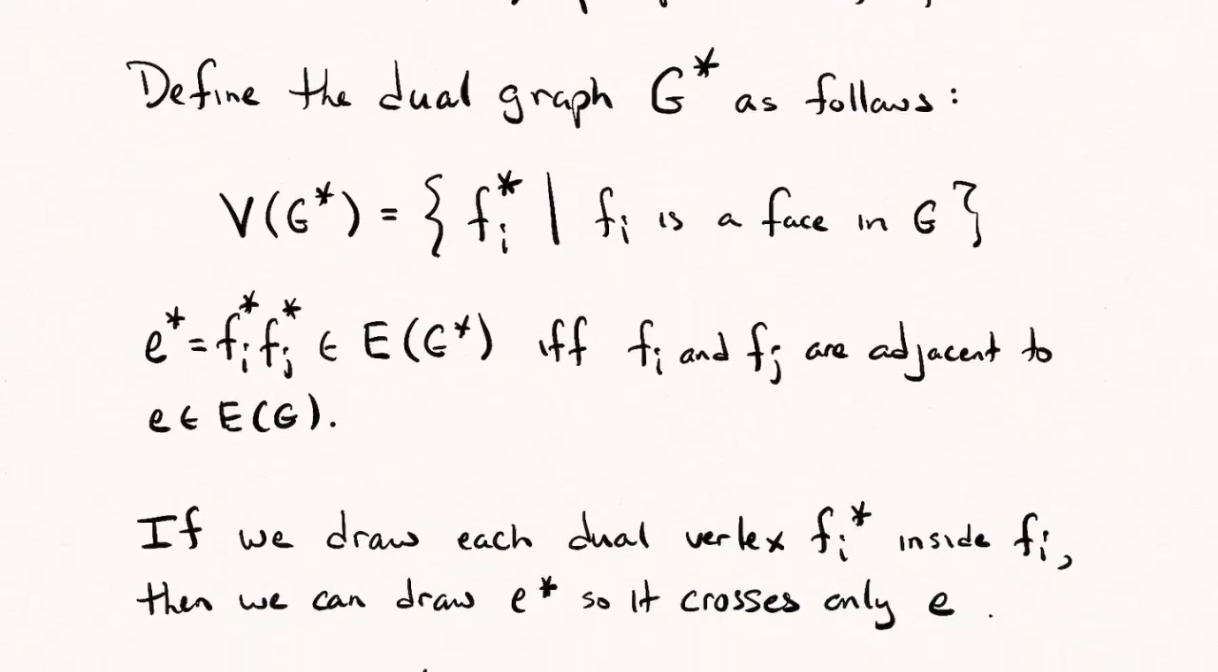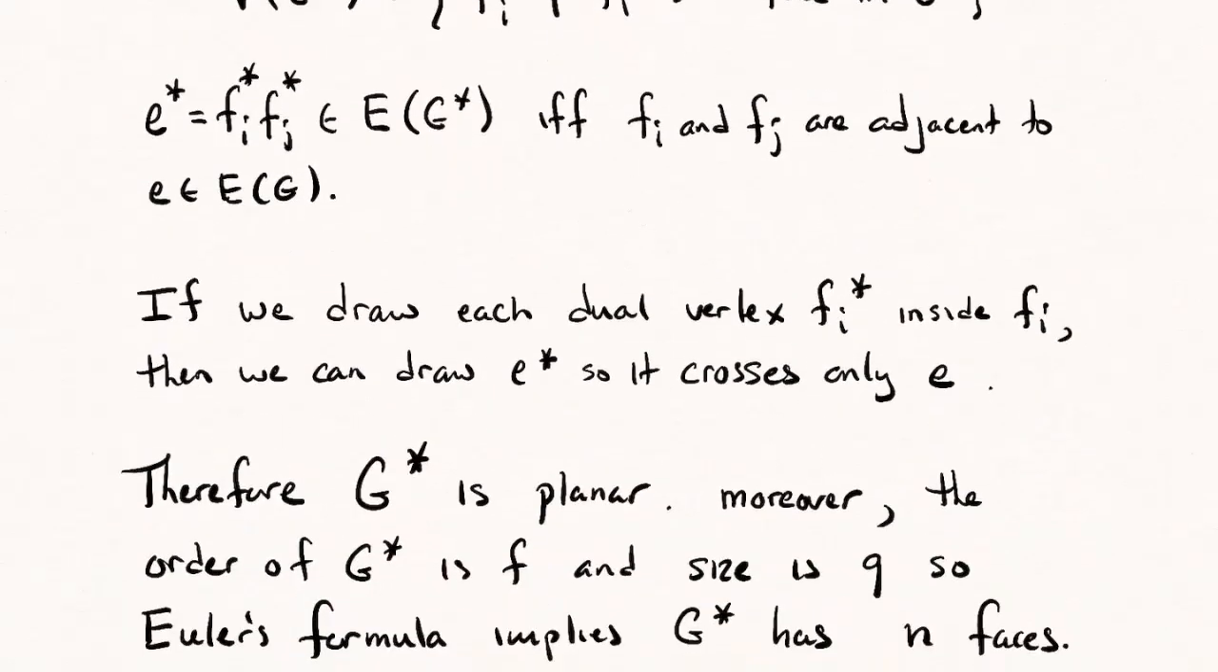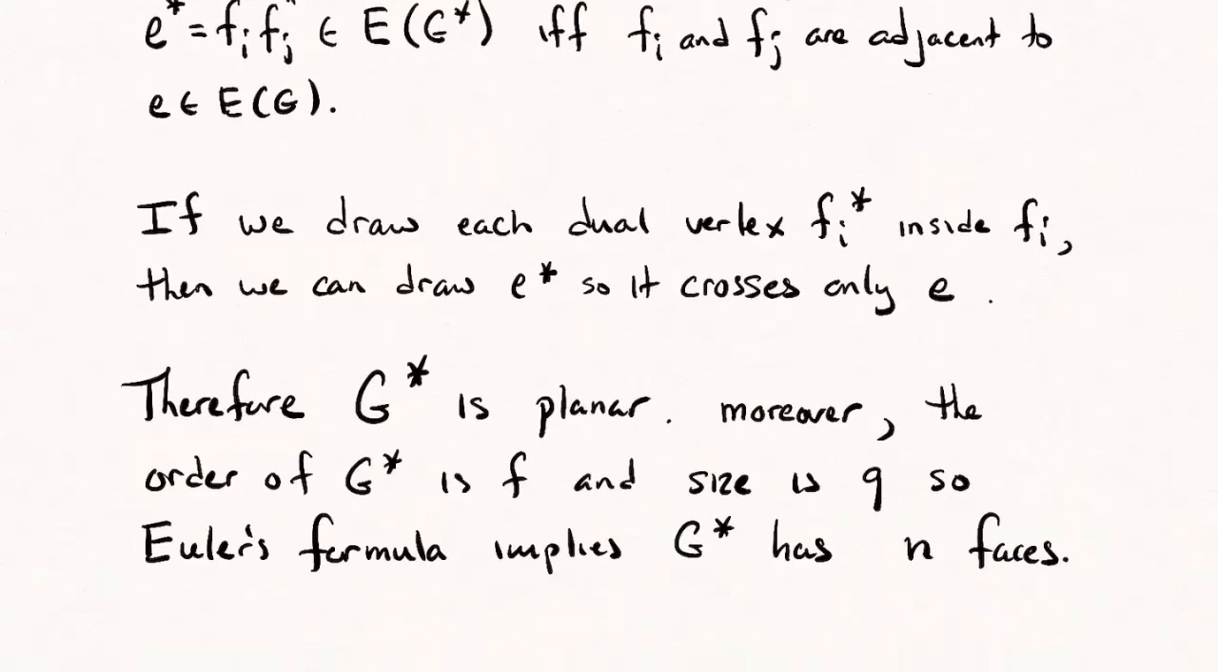So if we draw a dual vertex Fi star inside, in the Jordan curve theorem sense, of each face Fi, then we can always draw E star so that it crosses only the edge E. We connect the point that we draw in the face Fi with the point that we draw in the face Fj, and we draw a line crossing at the edge E, the edge that's incident with both of those faces. So the graph G star is also planar. All right, because we can connect those things so that they only cross the edge E, and edges in this planar graph G don't cross other than at vertices. So our dual edges are not going to cross other than at dual vertices. So G star is a planar graph as well.